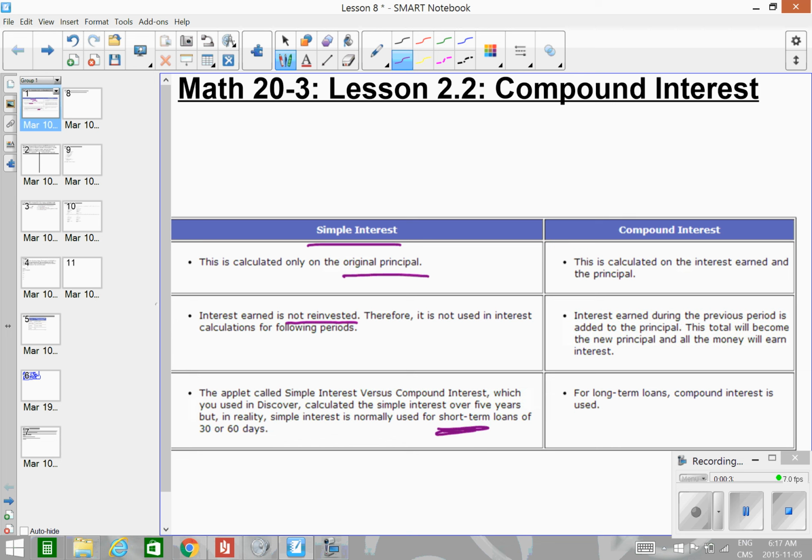Compound interest is the more exciting one. This is calculated on the principal plus any interest earned. All right, so any interest earned during the previous period is added to the new principal. And this is used for long-term loans or long-term investments. So let's see what that looks like.